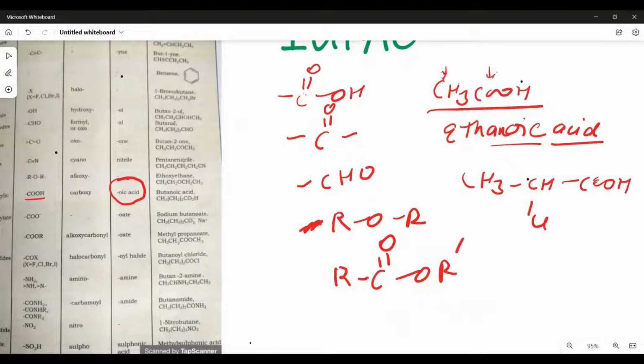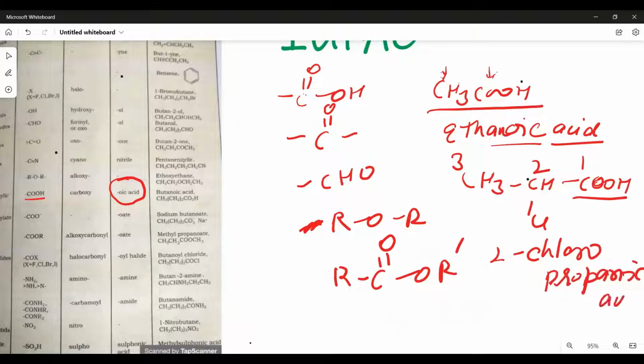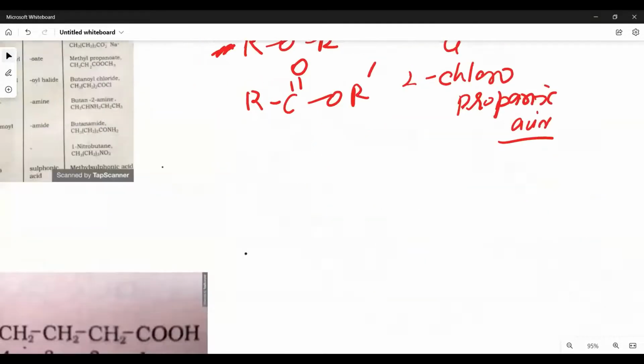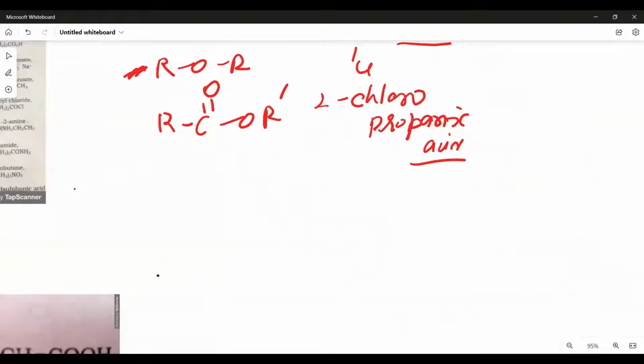Now suppose you are having a group along with this carboxylic acid. According to the priority rule, the carboxylic acid will get the priority. So it is 1, 2 and 3. It will get the lowest number. So the nomenclature will become 2-chloropropanoic acid. In that manner, you can add more and more substituents and get the IUPAC nomenclature for the particular compound. We will see other examples later on.